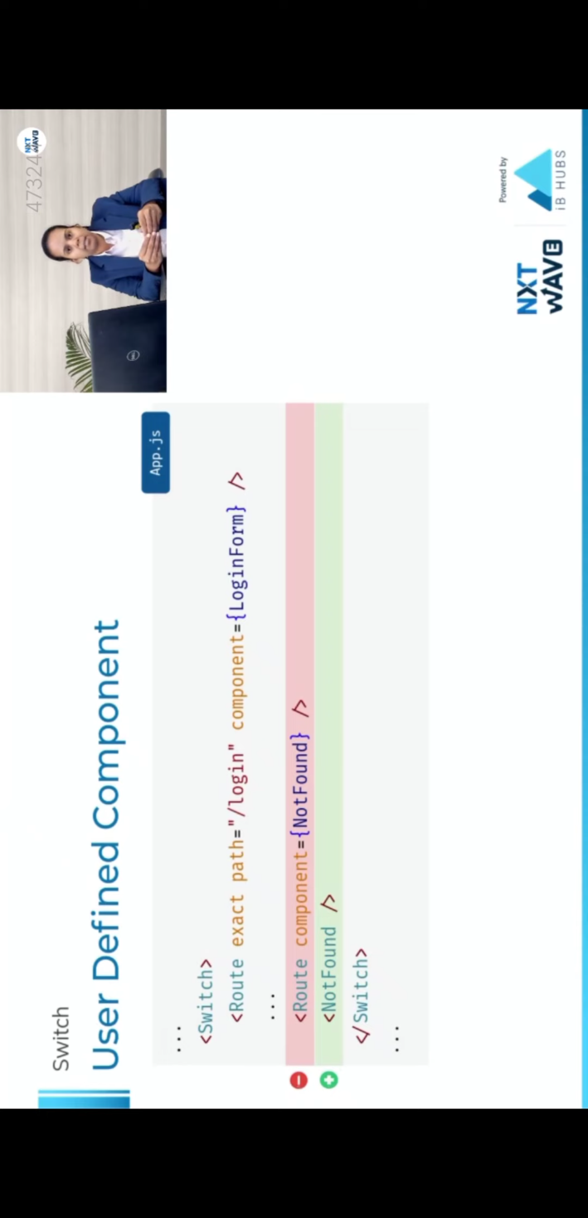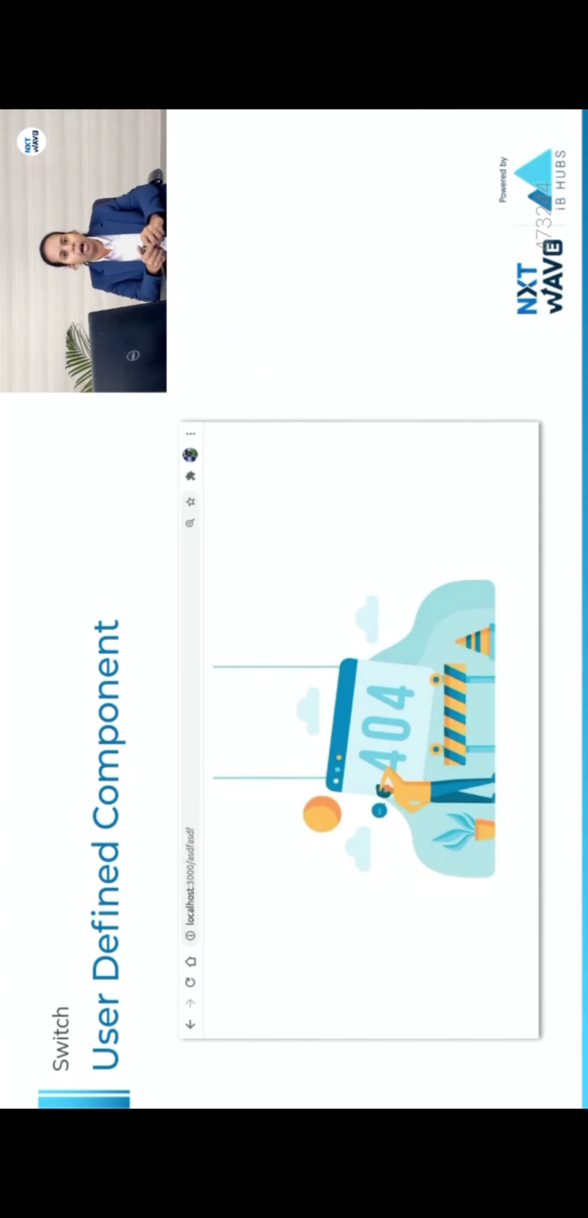So what exactly happens in this scenario? Firstly, within the Switch, the path of each Route component will be checked. In case none of the paths match, then the NotFound component will be rendered. Here you can see the output. Let's give this a try.